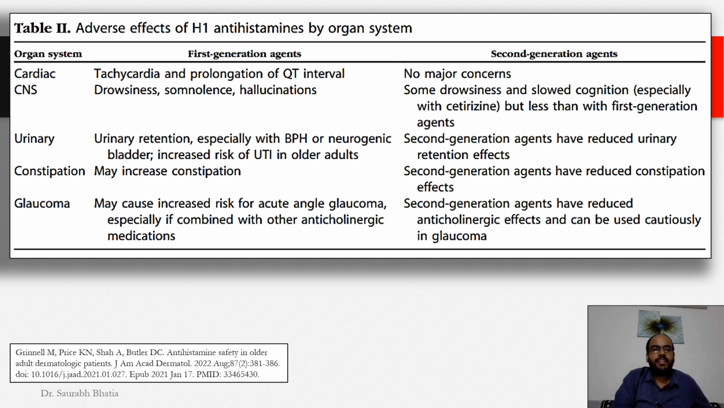Now these are the H1 antihistamine side effects by the organ system, and this is a good article which highlights the antihistamine safety in geriatric population. So I'll put some articles in the description, and this is one of them, and you can go through them if you want to learn about the safety and efficacy.